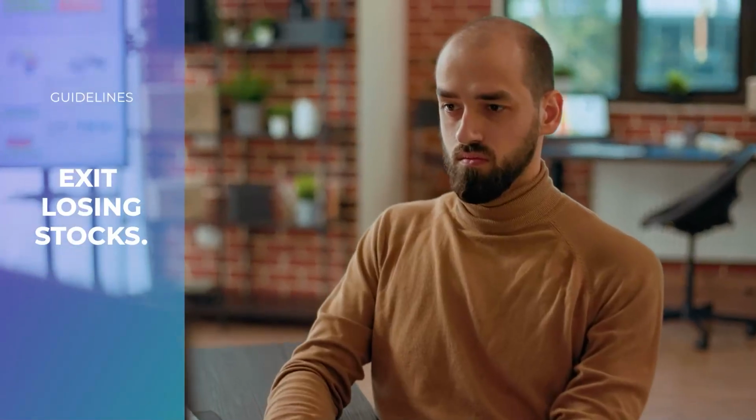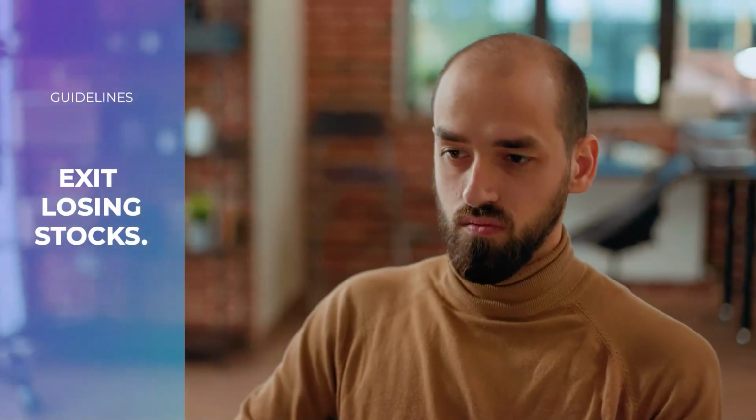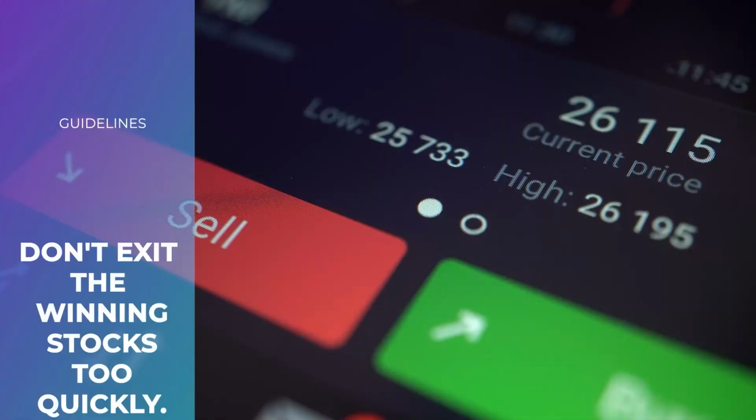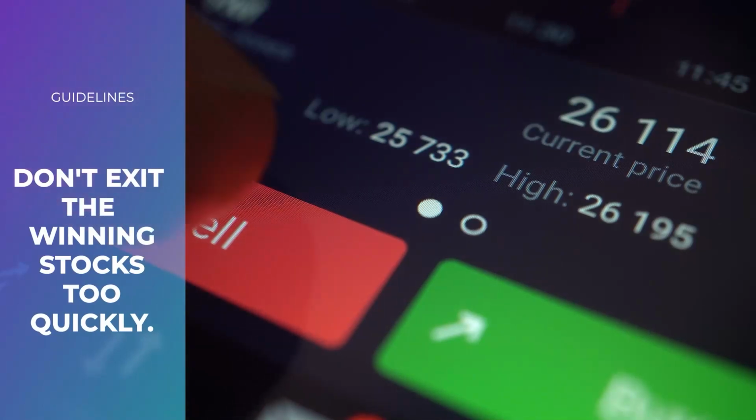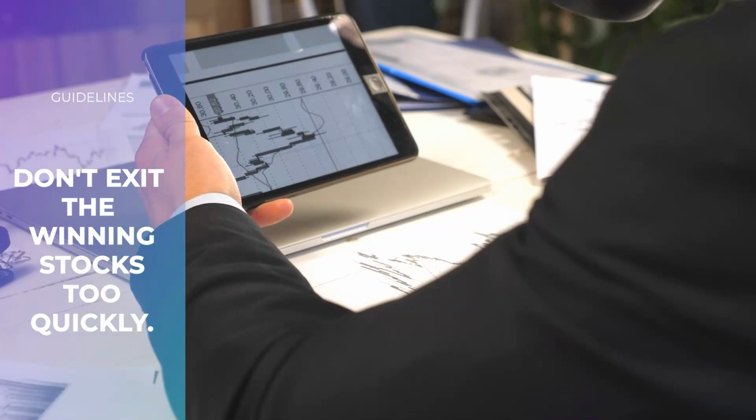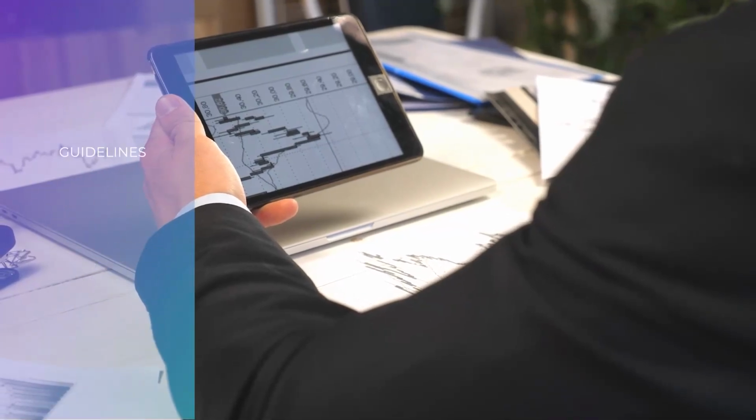We want to teach you to be able to trigger your stop loss and get out of the stock without losing your account. And we don't want you to also cut yourself off short and exit the winning stocks too quickly. That's why we suggest taking partials along the way.